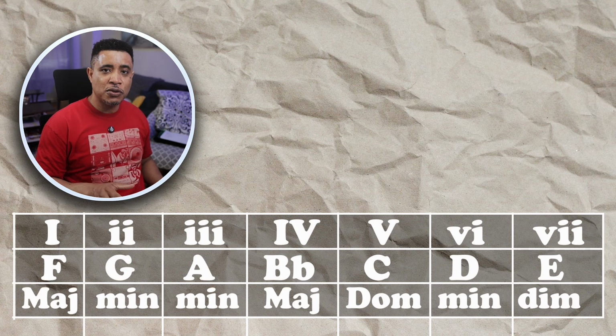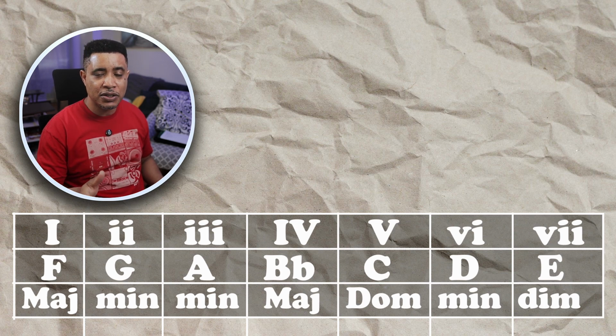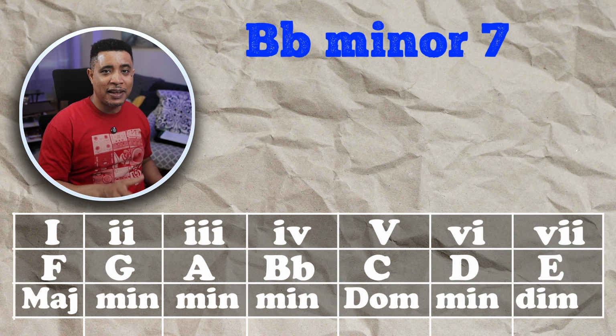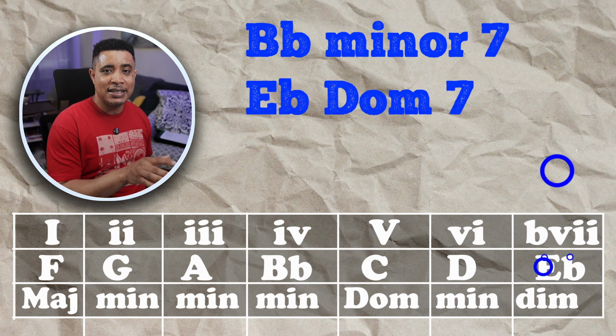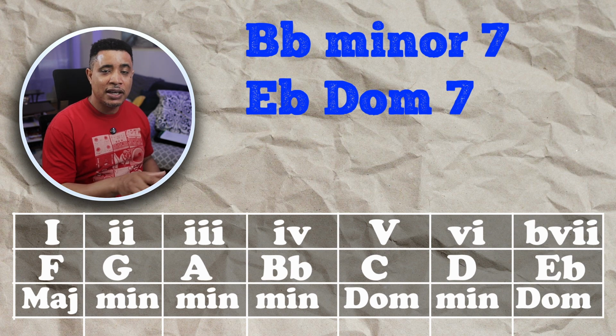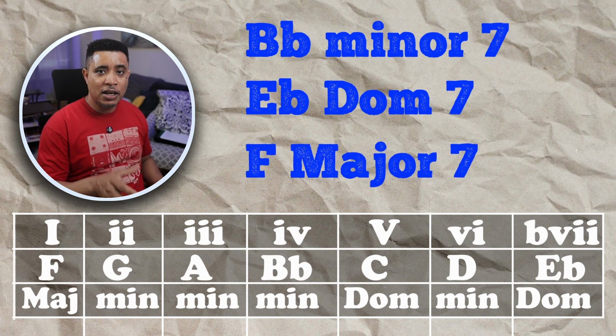So what a backdoor 251 is, it's usually you take the key signature, you take the 4th scale degree, and instead of that being major, you make it minor. Then you take the flat 7th of the scale degree, and then you make that the dominant 7th chord. And then you end back up on the tonic.